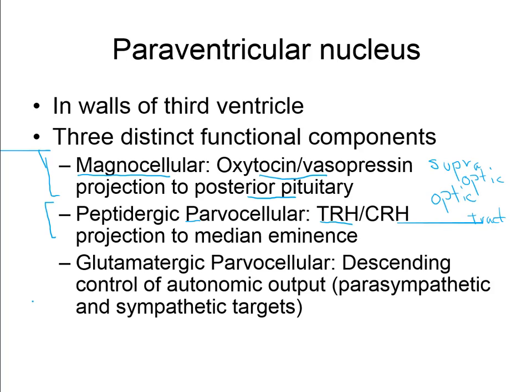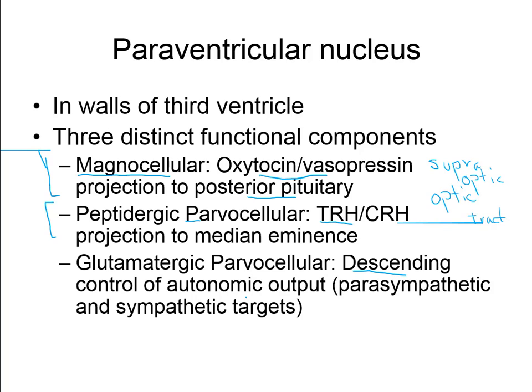And then finally, we have a glutamatergic component of little cells. And these are the ones that we're sort of looking for. These are finally our autonomic output. This is one of the major sources of things that control things going down. They're both parasympathetic and sympathetic. They will likely innervate them differently because you're never going to turn them both on at the same time. You're always going to be turning them on and off separately.